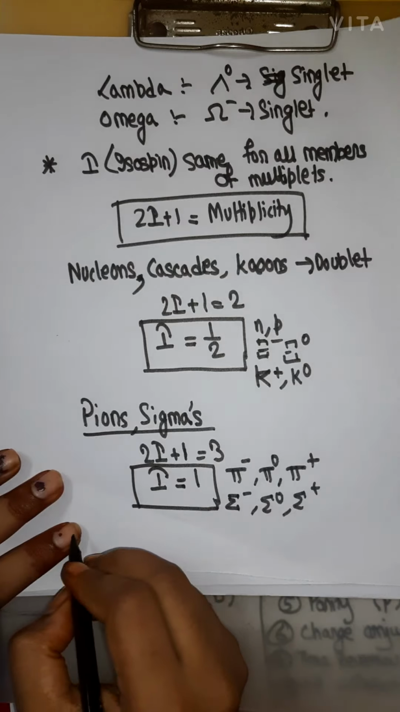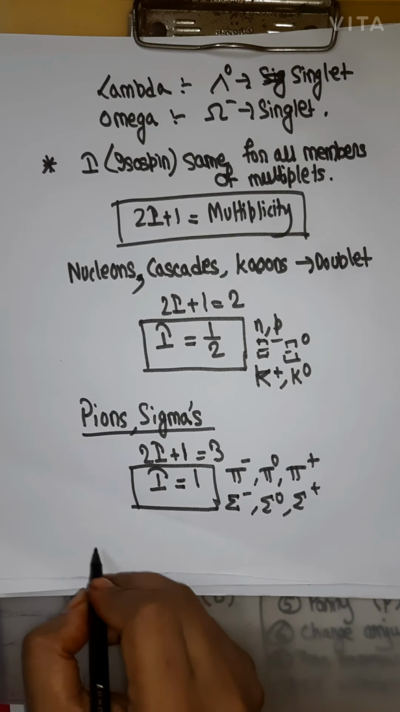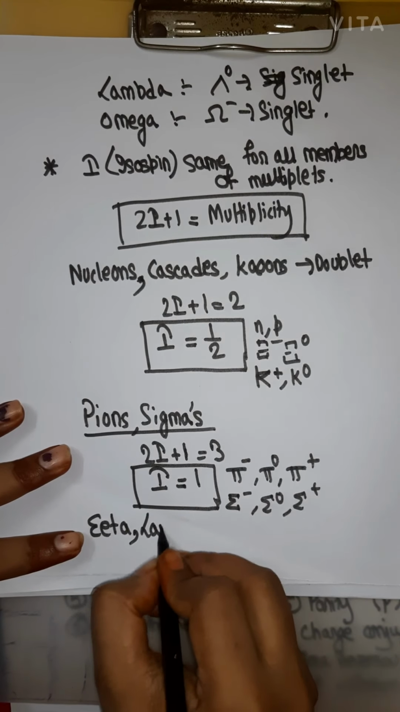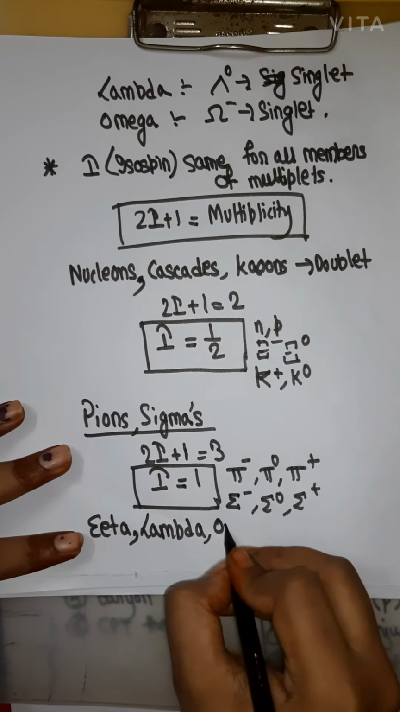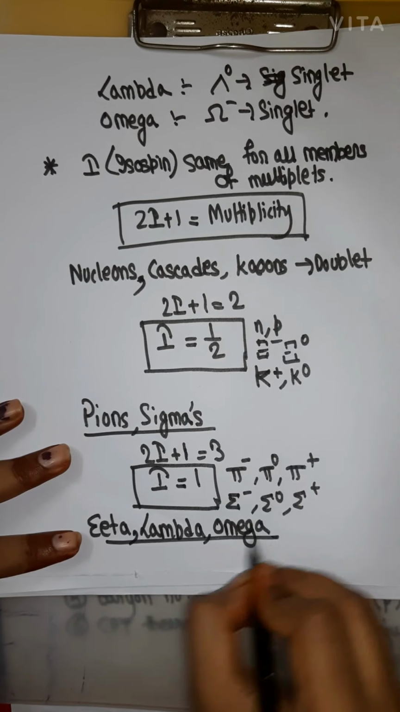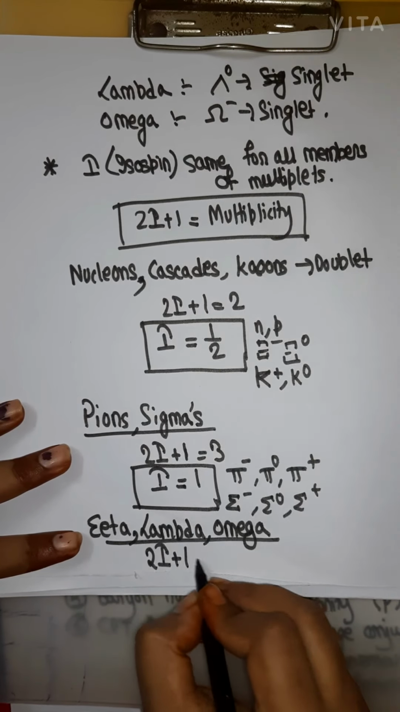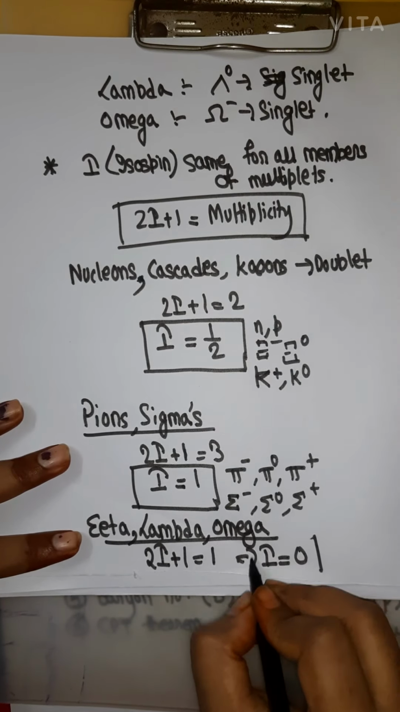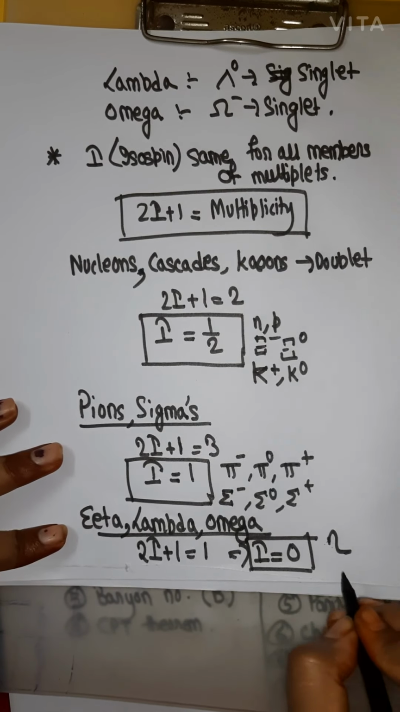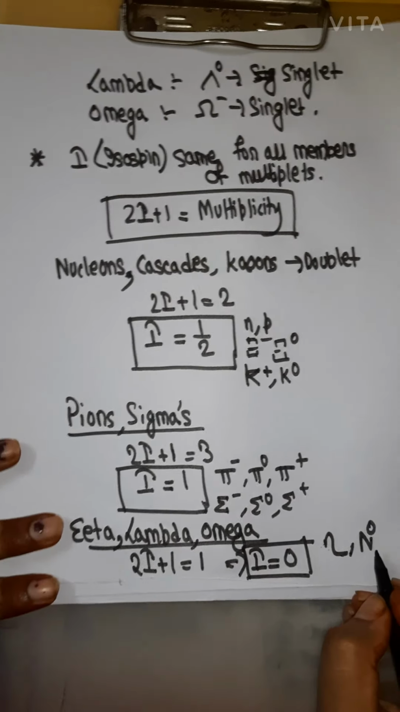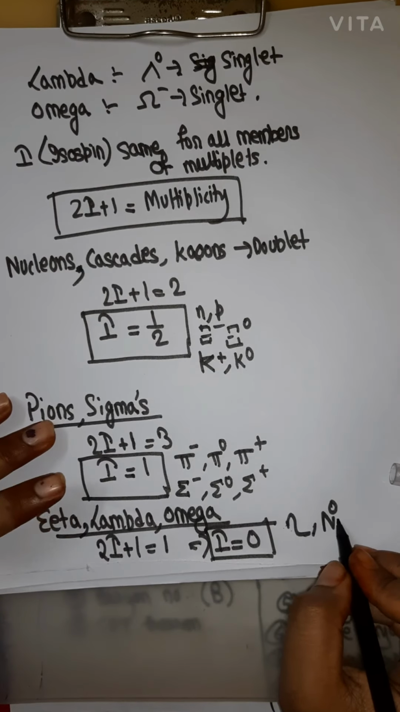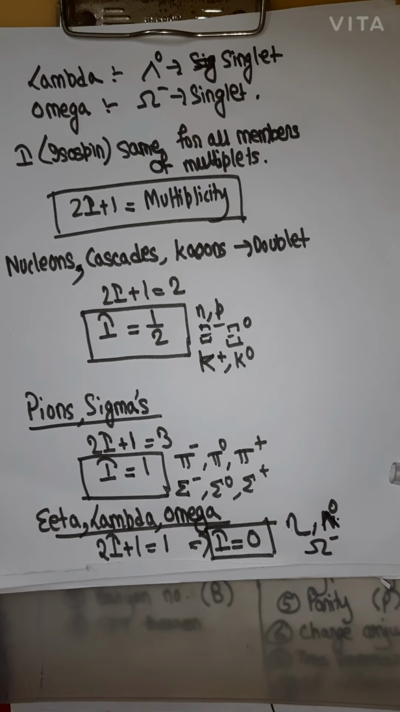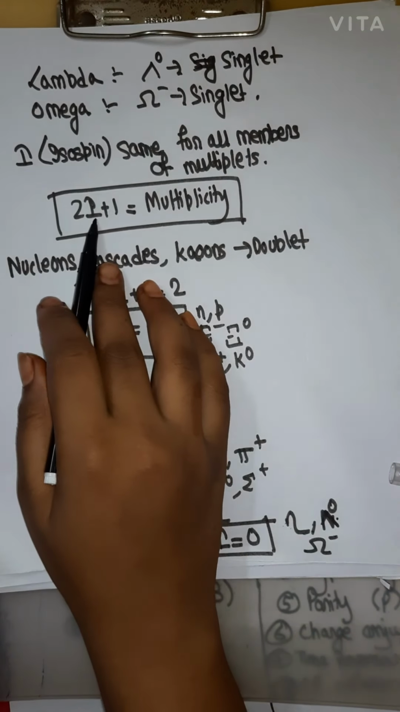And now let me write lastly the singlets. We have eta, we have lambda, and we have omega. For these we will have 2I plus 1 is equal to 1, which implies I is equal to 0. So for eta, lambda, and omega, we have I is equal to 0. So we have calculated the isospins for baryons and mesons.